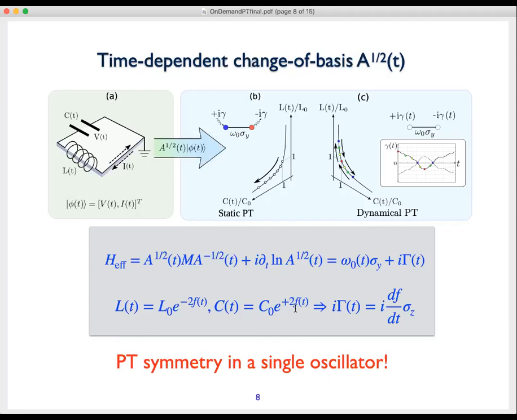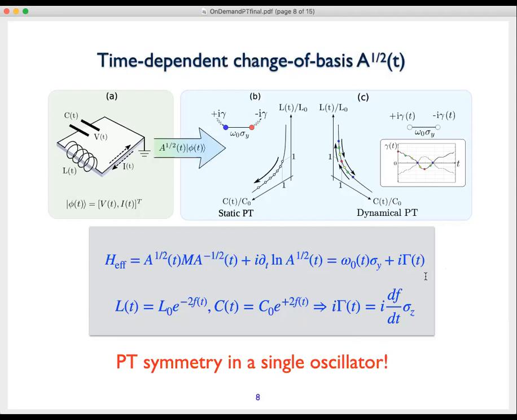In all of those cases, every one of those cases, I'm going to get this extra correction term from the gauge potential to be I times df dt times sigma z. So in other words, I now get a model where I have a Hermitian term, which was in a single oscillator, omega naught times sigma y, basically. And then I have a PT symmetric term, with arbitrarily balanced gain and loss.